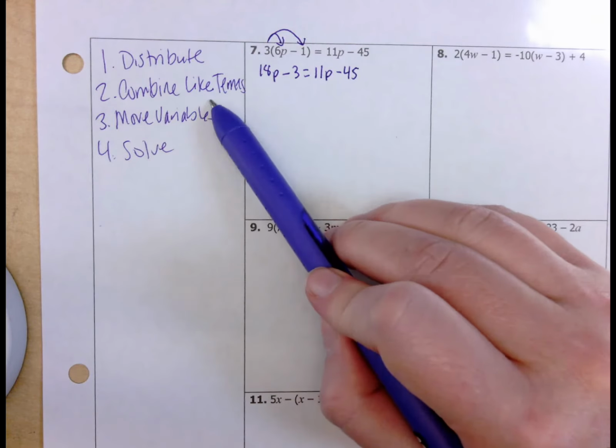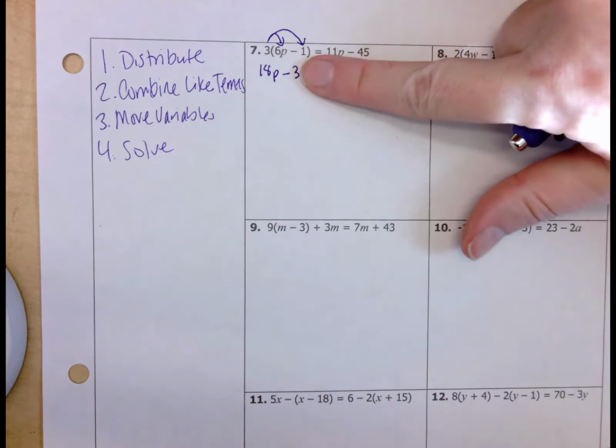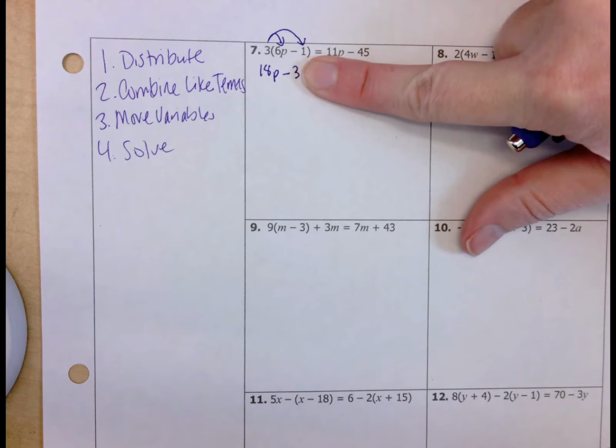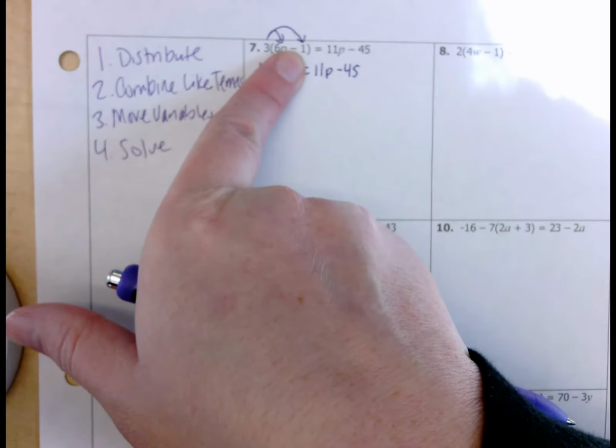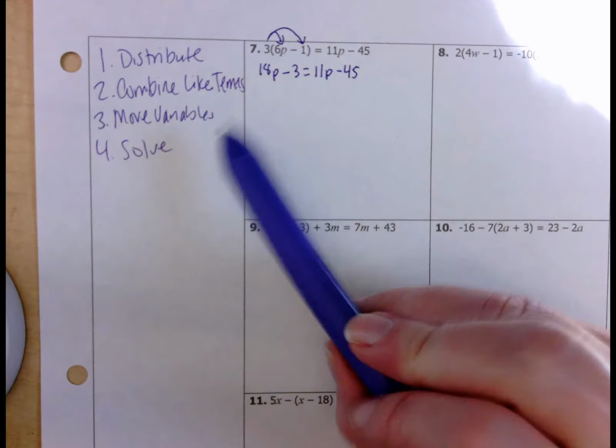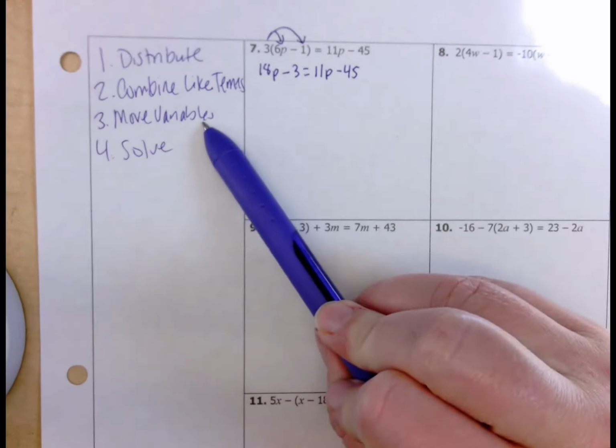Now, step 2, combine like terms. So I look to the left. I have a variable term and a constant. Nothing can be combined. I look to the right. I have a variable term and a constant. Nothing can be combined. So I can move to the third step, move the variables.